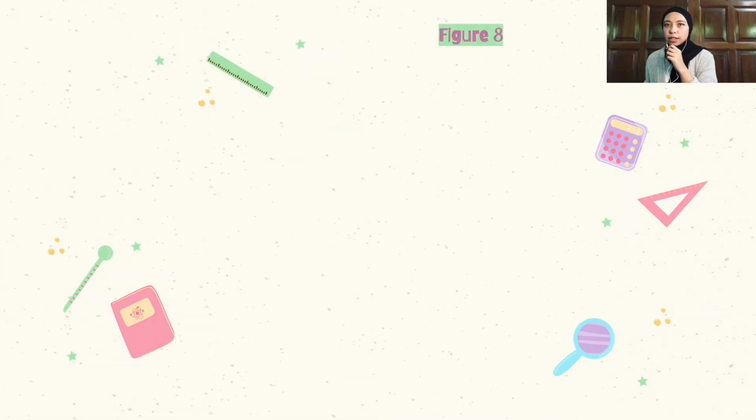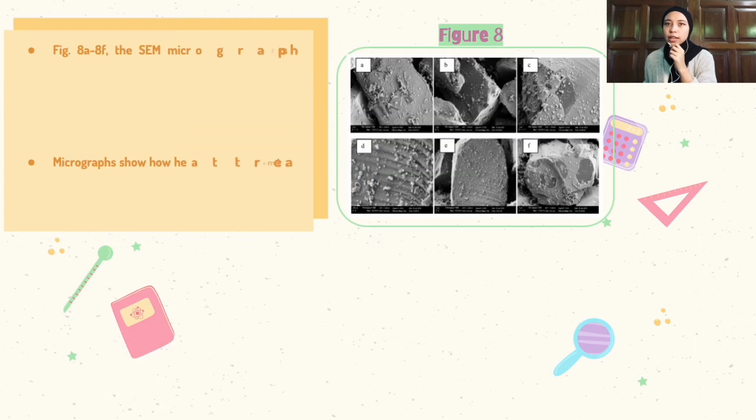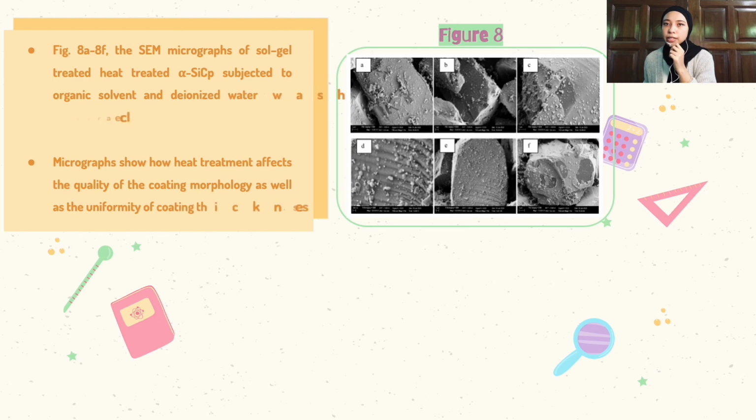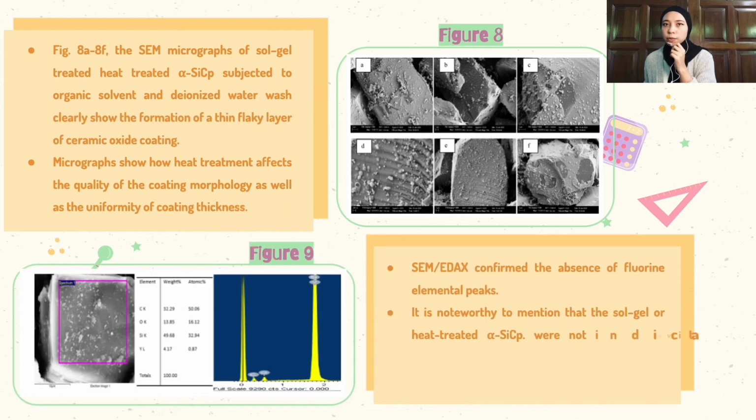As shown in figure 8A to 8F, the SEM micrograph of sol gel treated alpha silicon carbide particles subjected to organic solvent and deionized water wash clearly shows the formation of a thin flaky layer of ceramic oxide coating. Figure 9 shows that SEM or EDAX confirmed the absence of fluorine elemental peaks, which is consistent with the earlier reported results for its counterpart.